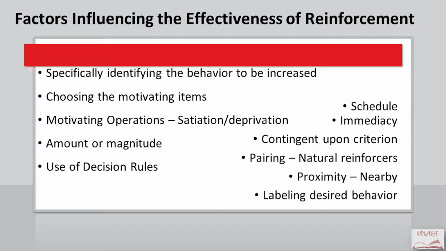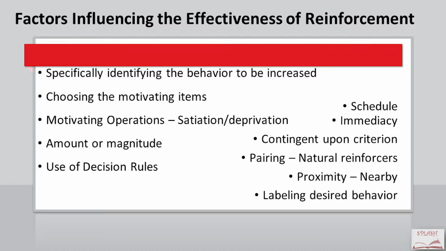Amount or magnitude. The amount of the motivating item may impact the effectiveness. There needs to be a balance between the demand or amount of work compared to the payoff. For example, if the student has to complete 10 worksheets before getting 2 minutes on the computer, it will likely be ineffective. Use of decision rules. Have rules in place to know when and how to change the motivating items as far as schedule and amount.